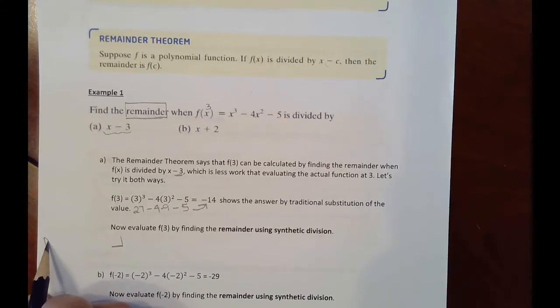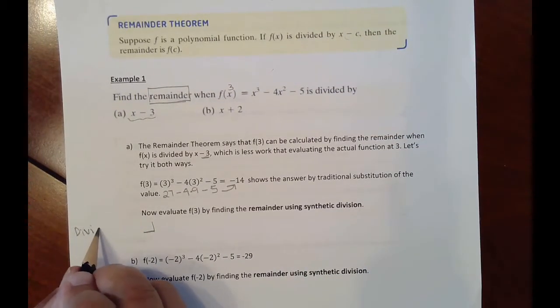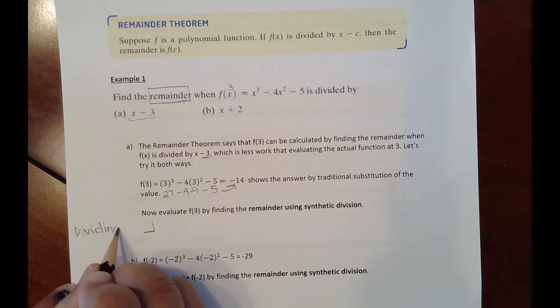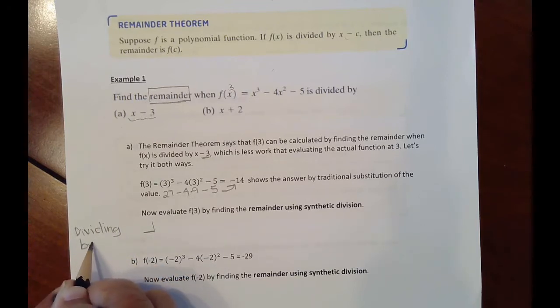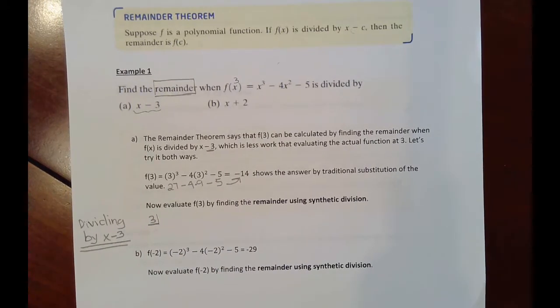So when dividing any polynomial by x minus 3, you're dividing by x minus 3. That's the same thing as switching this sign as you get ready to perform synthetic division.